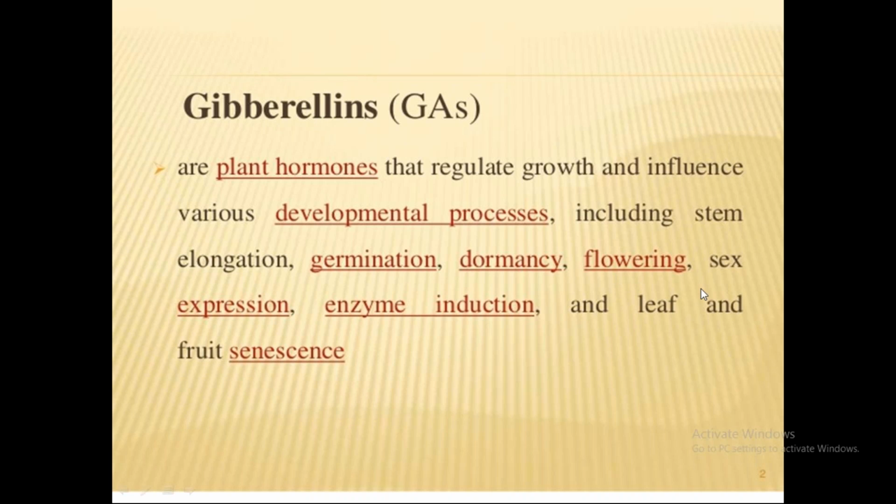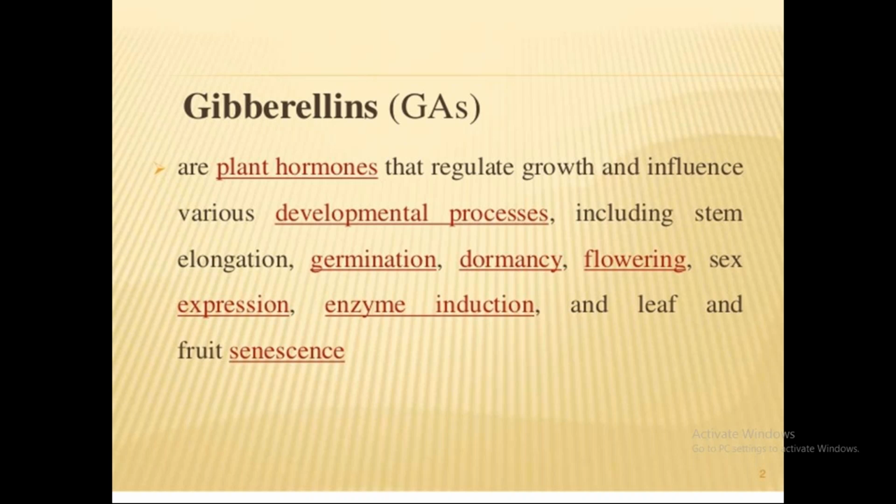Because देखो बच्चों, hormones को different concentration में देते हैं. ऑक्सिन एंड जिबरेलिन रेशियो होती है. अगर उस रेशियो में ऑक्सिन ज्यादा है तो maybe male develop हो. When the concentration of gibberellin is higher, maybe development of the female flower takes place. So it helps in the sex expression. It helps in the induction of enzymes, leaf and fruit senescence. All of these are the tasks performed by the gibberellin hormone.